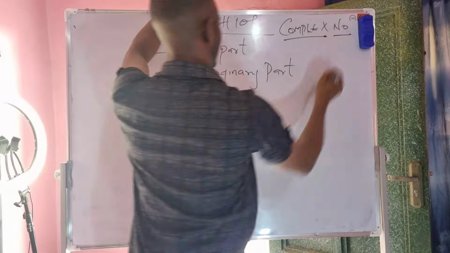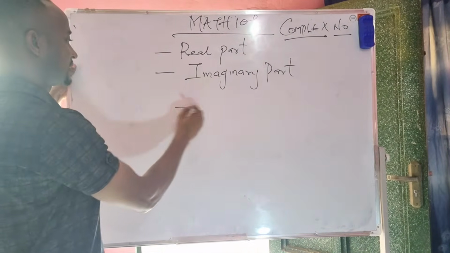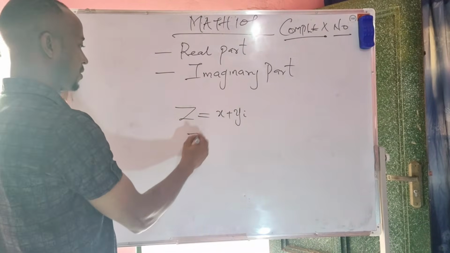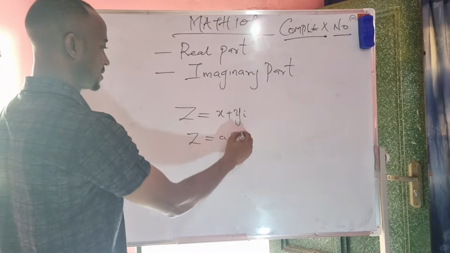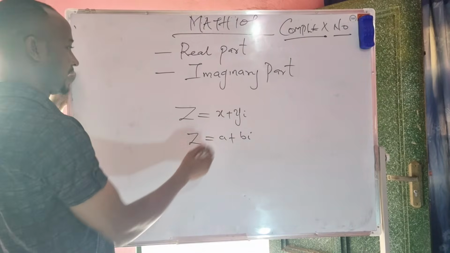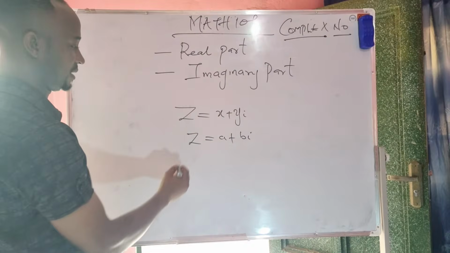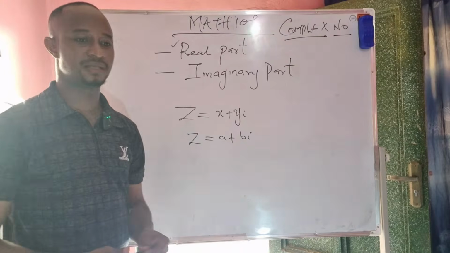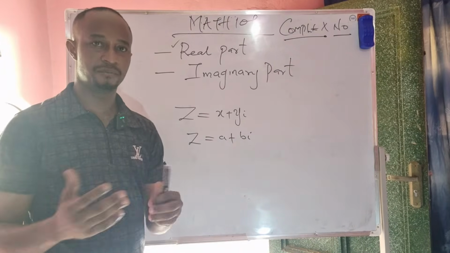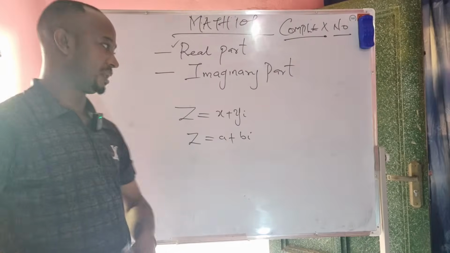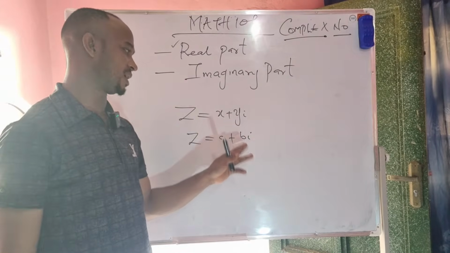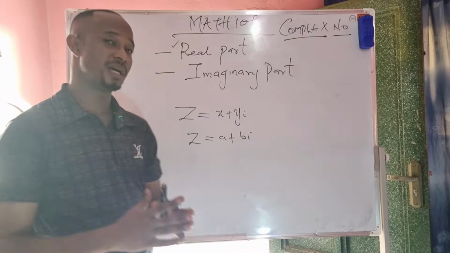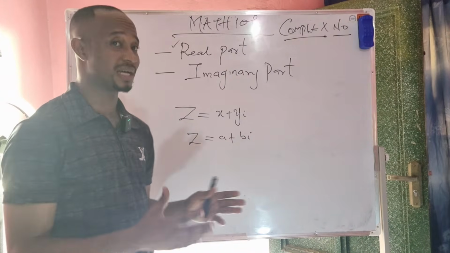We say the general form of complex number is z equals x plus yi, or z equals a plus bi, right? Where x or a represents the real part, y or b represents the imaginary part of complex number. And the reason why we call y imaginary, or the reason we call b imaginary, is because it has a complex value called i attached to it.